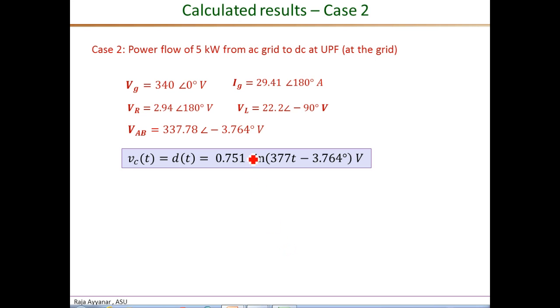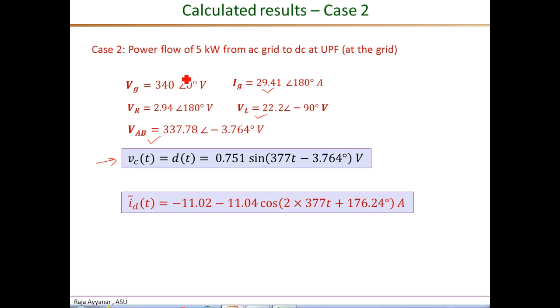Similarly, for case 2, power flow from the AC to the DC side, we calculated these quantities. The current is shown here, which is something that we'll verify, as well as the inductor voltage and the converter output voltage, and we need to apply this control voltage in order to get this condition. And the DC link current again was calculated to be this expression. Once again it has a DC component, negative in this case because the power flow is into the DC source, and this is the pulsating component at twice the line frequency.